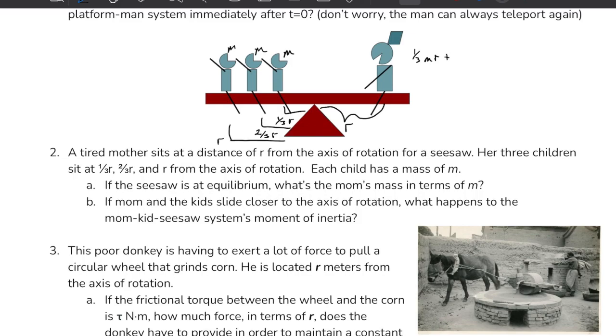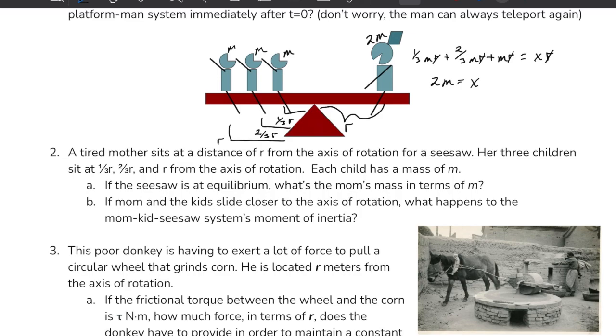So the mom's mass, we'll have to call it x because I don't want to overdo any variables. So we're going to solve for x times r because she's r distance from the pivot. Easiest thing to do is cancel all the r's. Then I would have 1/3 m plus 2/3 m plus m is equal to x. 1/3 plus 2/3 is 1, plus 1 is 2m, so 2m is x.